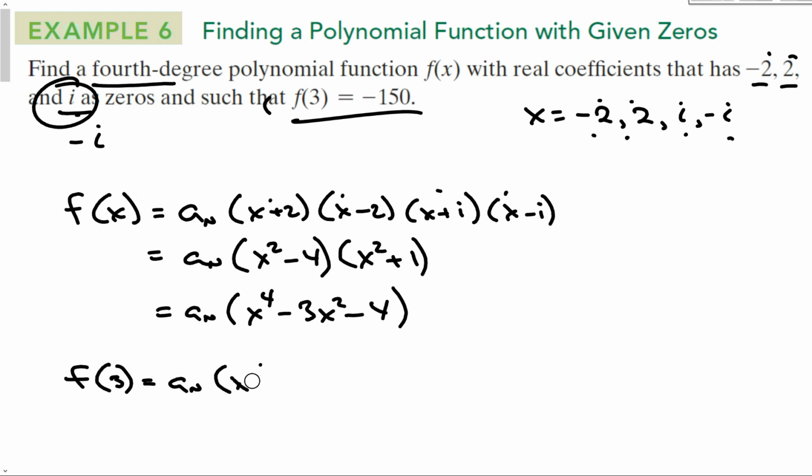let's actually write it out. Let's plug in 3. 3 to the 4th power minus 3 times 3 squared minus 4 is going to be equal to -150. Okay? So I only have one variable now. I can solve this pretty easily.